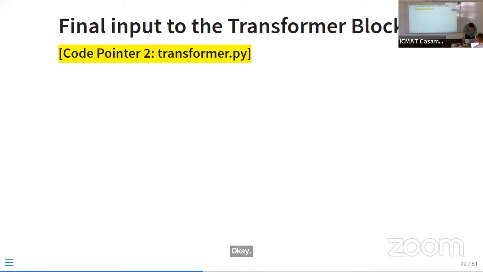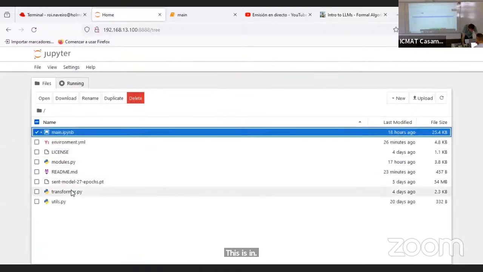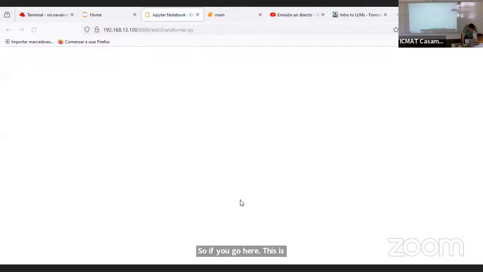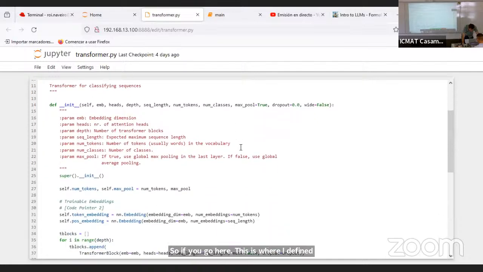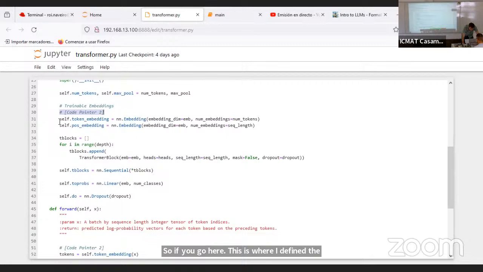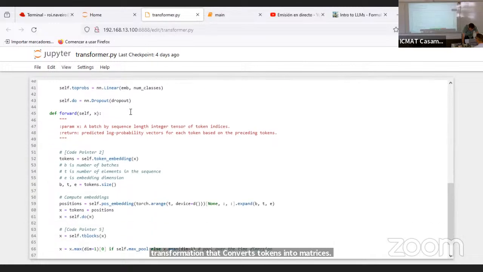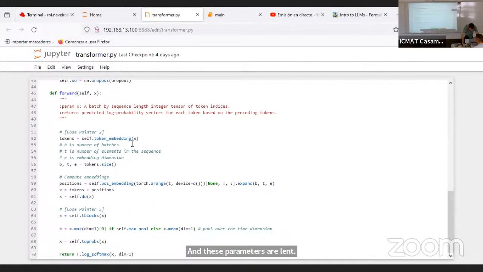Well, here is another code pointer that I will go through very quickly. This is in transformers.py. If you go here, this is where I defined the transformer block. You can find the code pointer here. All I'm doing is defining a token embedding, which is nothing else but a linear transformation, defined this way in PyTorch. It's a linear transformation that converts tokens into matrices.